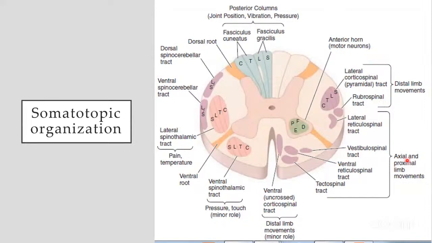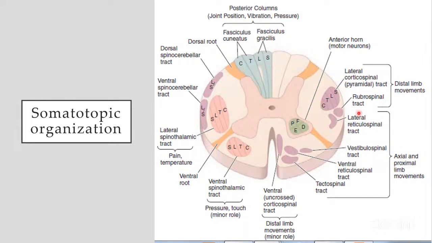The fibers of the corticospinal tract, the dorsal column, and the spinothalamic tract are arranged in a somatotopic organization. For the uncrossed fibers, the fibers from the dorsal column system, initially the sacral fibers join, followed by the lumbar fibers, followed by thoracic fibers, and followed by cervical fibers. Hence, from medial to lateral, they are arranged as sacral, lumbar, thoracic, and cervical.